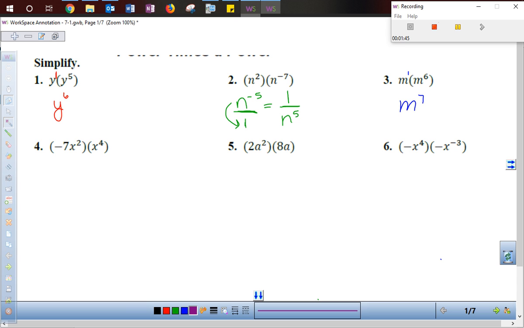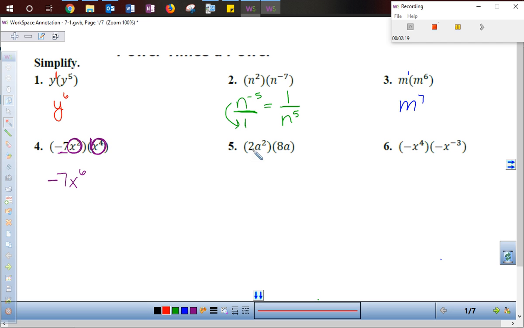On number 4, they throw a coefficient into the mix. We have a negative 7 here in front of my x's. Now, when that happens, we just handle the coefficients like normal. On my second term, my coefficient is a 1. Since these two terms are being multiplied, I'm going to take this negative 7 times 1 and get a negative 7. Then I can look at my variables. I have an x to the 2nd power times x to the 4th power, and since they have the same base, I can add those exponents and get x to the 6th power.